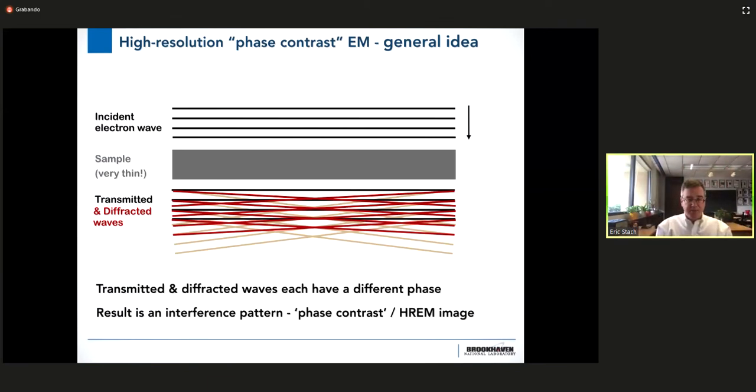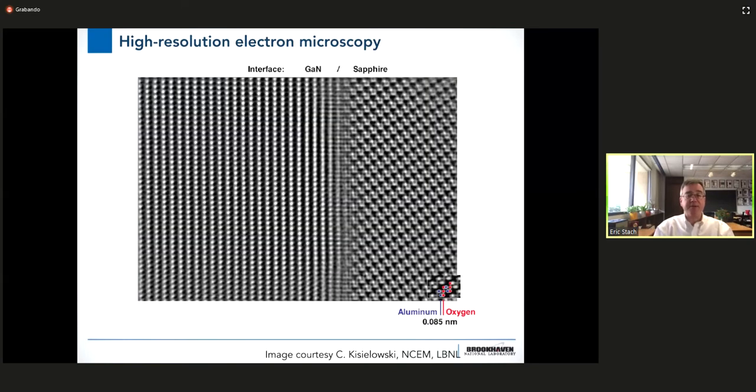And what we do is we let those propagate down and we image their interference, the way that the phases both constructively and destructively interfere to form our high resolution image. So what do we get on the other side? Well, this is a particularly pretty version. It's been massaged a teeny bit through some filtering, but you see here, again, the interface between gallium nitride and sapphire at the atomic scale.